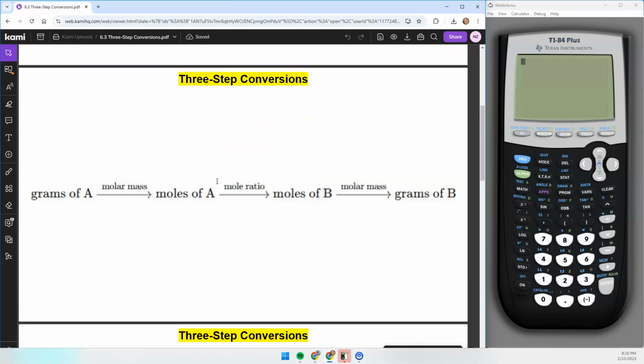So three-step conversions, specifically the grams to grams, three-step conversions follow this pattern. You're going to start with grams of A, you will convert it to moles of A, then you'll use a mole ratio to convert it to moles of B, and then you use the molar mass to convert back to grams, but this time in substance B.